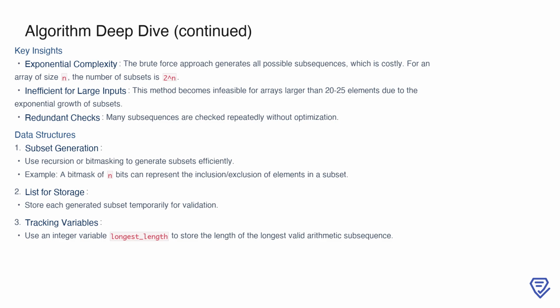To implement the brute force approach, we can use specific data structures. For subset generation, recursion or bit masking can help efficiently represent the inclusion or exclusion of elements in a subset. We can temporarily store generated subsets in a list for validation, while the length of the longest valid arithmetic subsequence is tracked using a variable like longest_length.